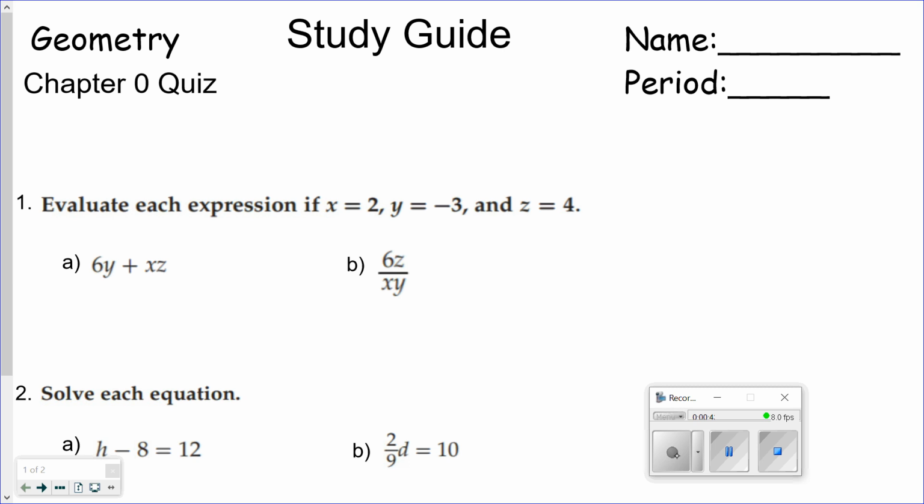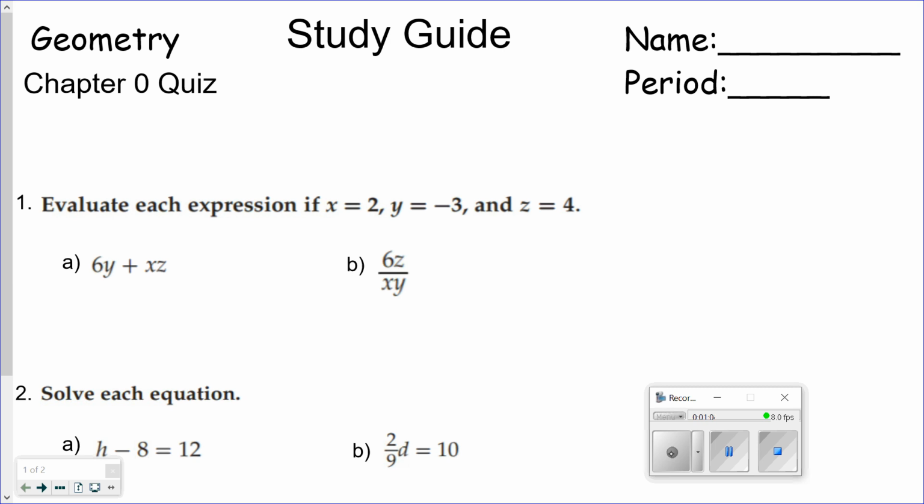Remember, all quizzes are open note, so you can use this study guide on your quiz. So let's start with number 1. Evaluate each expression if x is equal to 2, y is equal to -3, and z is equal to 4. We're going to use substitution here.